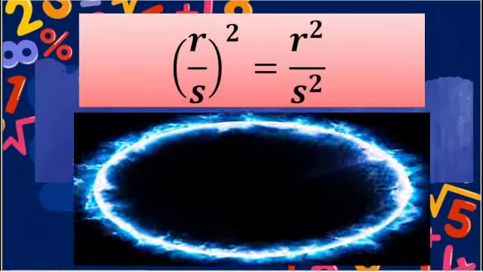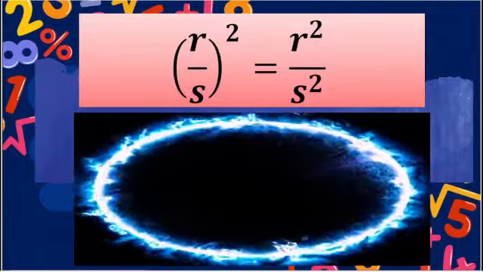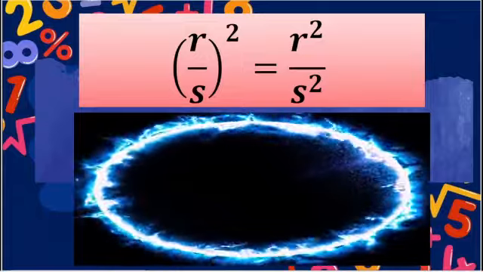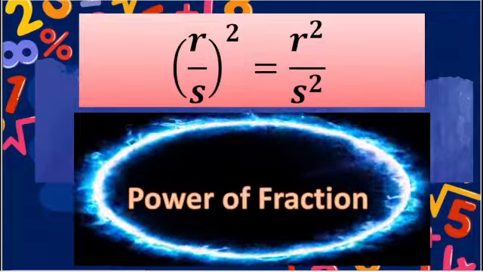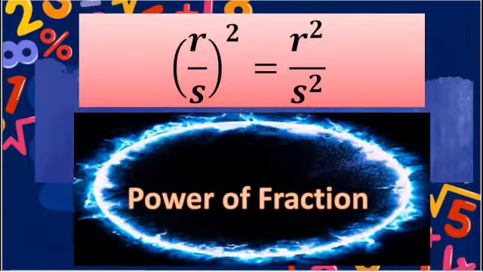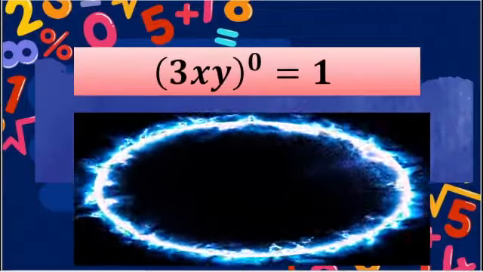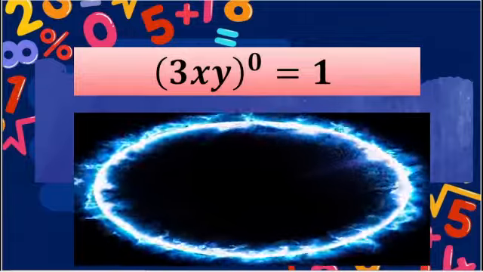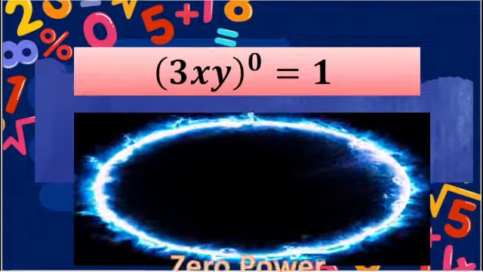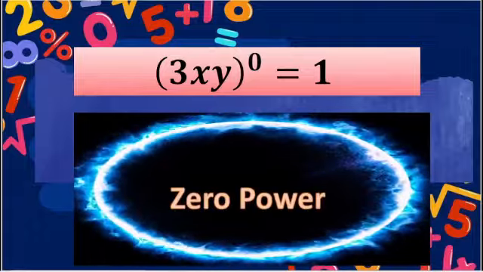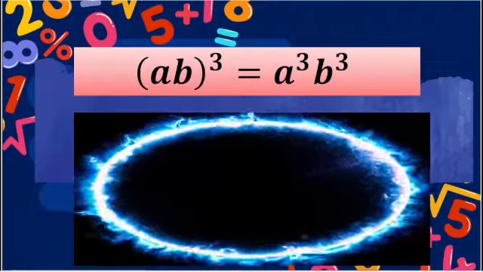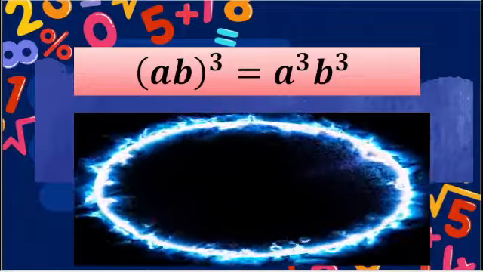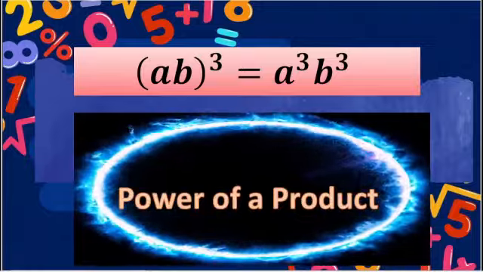Kung ang sagot mo ay product of powers, correct. Next. R over S, quantity squared, equal to R squared over S squared. If your answer is power of fraction, correct. Next. We are given 3xy, quantity to the 0 power, equal to 1. Kung ang sagot mo ay 0 power, you are correct. Next. AB quantity cube equal to A cube B cube. Kung ang sagot mo ay power of a product, that is correct.